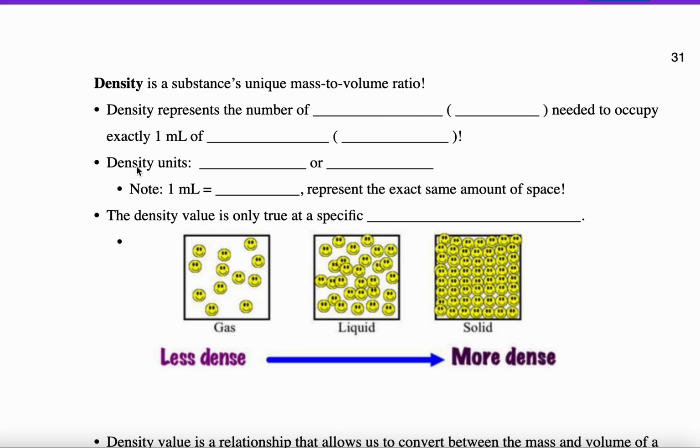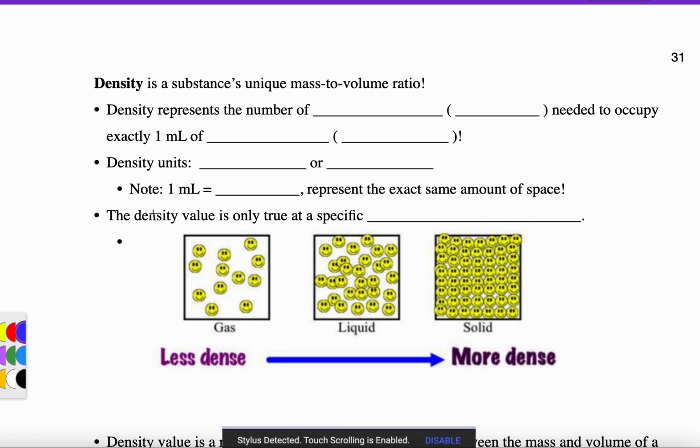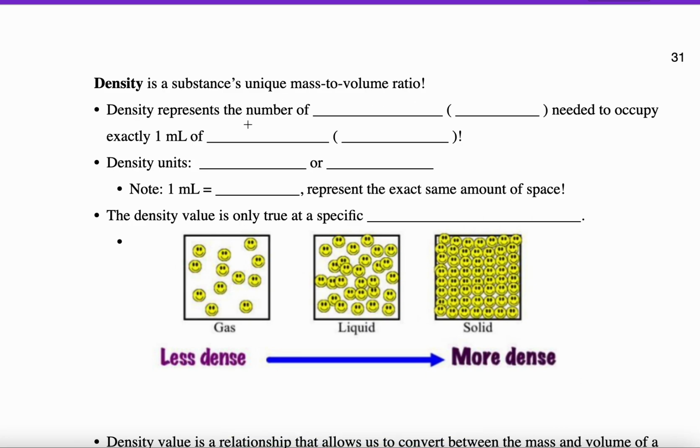Notebook page 31, going over the physical property of density. So density is the substance's unique mass to volume ratio. So density simply represents the number of particles needed to occupy exactly 1 milliliter of space.